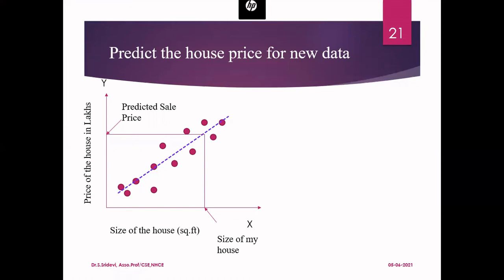Prediction is nothing but, if a new unseen or unknown value is given to me, I have to find the price of that particular house. So here I am giving the size of my house now. Just find at what point this is intersecting the line. Okay, so this is the point. Now the corresponding Y value, you can take it from the line. So this is my predicted sales price.